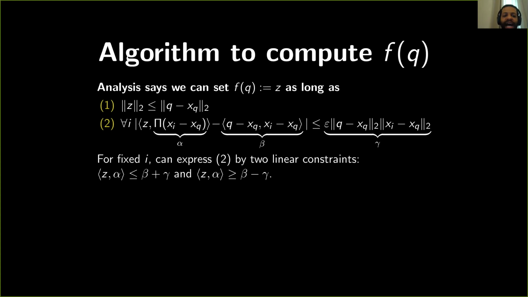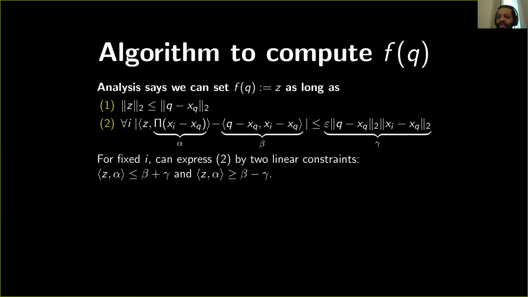Okay. So for fixed i, I can express the second set of inequalities by some linear constraints. Z dot alpha is at most something, and z dot alpha is at least something. I need two because I have an absolute value there, so I need to have it in both directions. So I have basically 2n linear constraints, as well as a ball constraint, a norm constraint. And that can be captured with semi-definite programming. So you can solve this with an SDP solver in polynomial time.